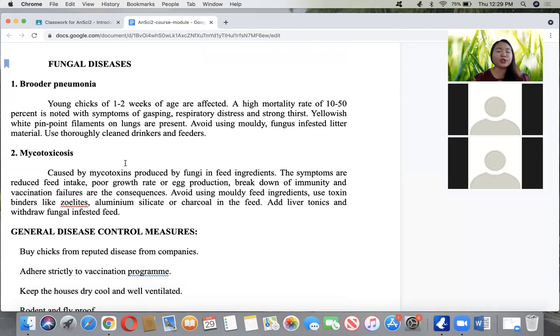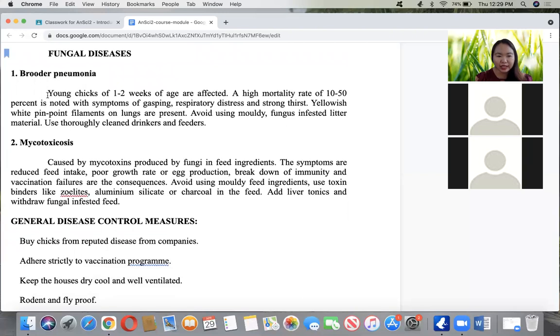So for so much more on viruses, we also have fungal diseases. We have first brooder pneumonia. This attacks young chicks of 1 to 2 weeks of age with a mortality of 10 to 50%. Symptoms are gasping, respiratory distress, and strong thirst. Yellowish white pinpoint filaments of lungs are also present. Ang nakaano sa mga fungal diseases is meron talagang symptoms ng mga molds, fungus, infested litter material.